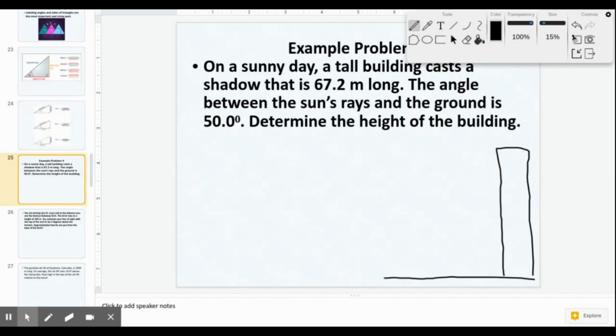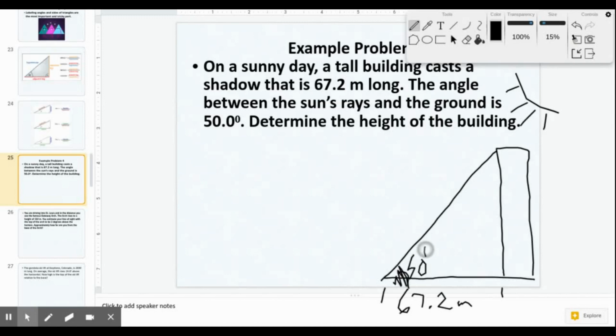And then it casts a shadow. So if the sun was up here, the shadow would be coming down like this. So it says that the building casts a shadow that is 67.2 meters long. So the shadow would be here. So this length is our 67.2 meters. And the angle between the ground and the sun's ray is 50 degrees. We want to know the height of the building.